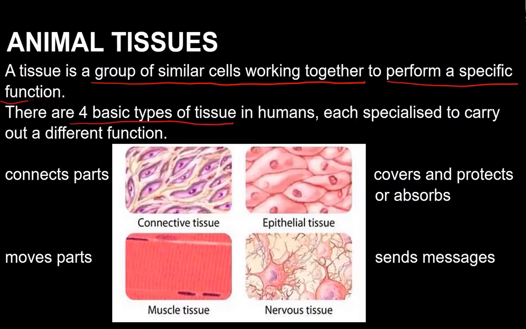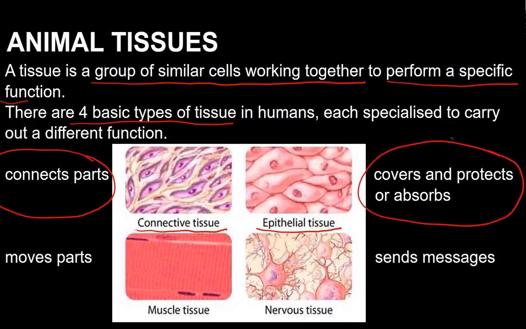Tissues can be divided into 4 basic types. There's connective tissue, which connects all the different parts of your body together. That keeps you together so you don't fall apart. Then we have epithelial tissue, which is the covering of our body for protection, and also the covering inside of things like lungs for absorption.